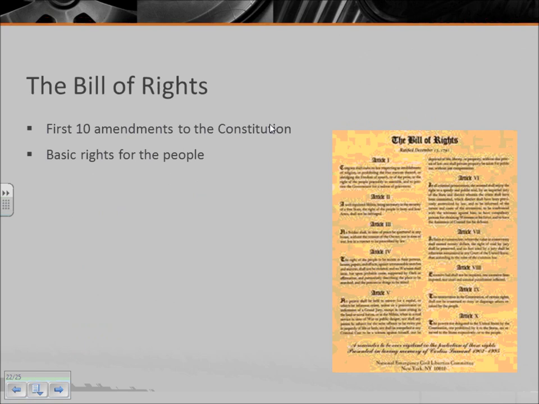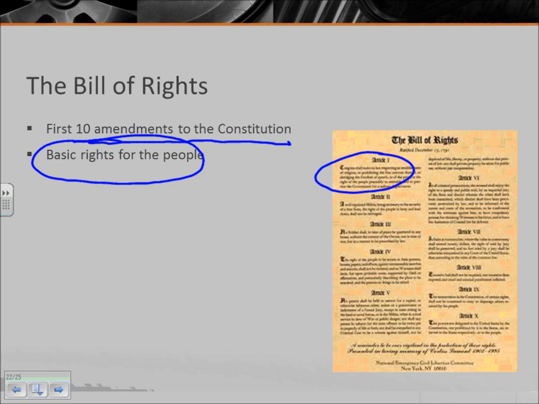Now, a lot of people would not sign off on the Constitution unless there was a Bill of Rights. A Bill of Rights is the first 10 amendments to the Constitution. The Bill of Rights is our basic rights: freedom of religion, freedom of the press, freedom of speech, the right to own and bear arms, so on and so forth. These are rights that are given to us by the Constitution, these unalienable rights. They are justified and they are protected under the Bill of Rights. And because of the Bill of Rights, more people are going to be sold on the Constitution and they're going to buy into it and agree to it.